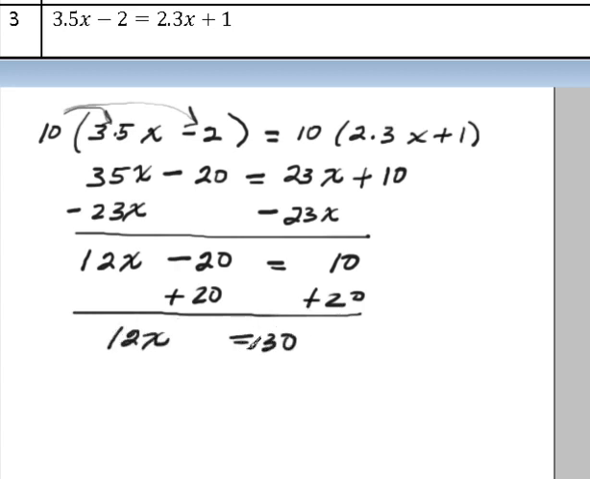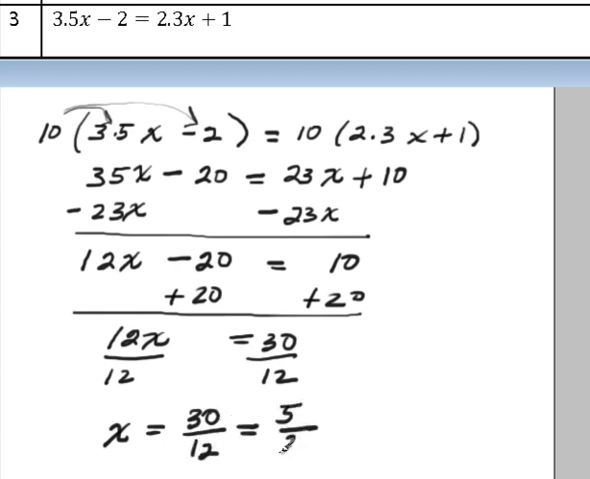12x is equal to 30, and finally divide by 12 to isolate x. So we have x is equal to 30 divided by 12, and let's reduce that, dividing top and bottom by 6. So we have x is equal to 5/2.